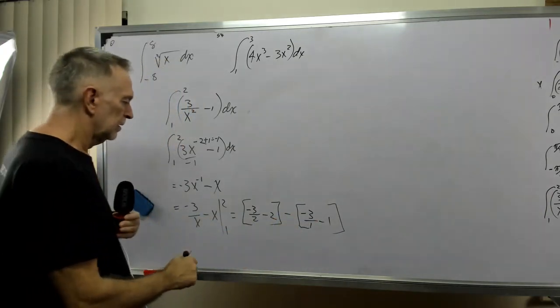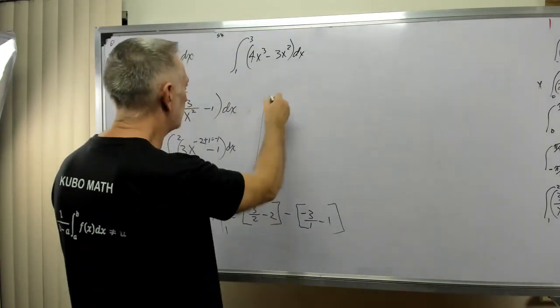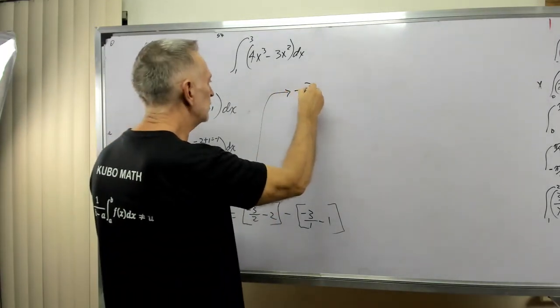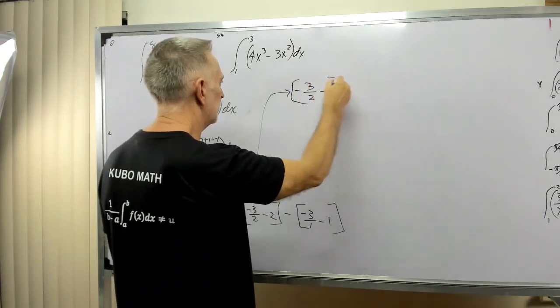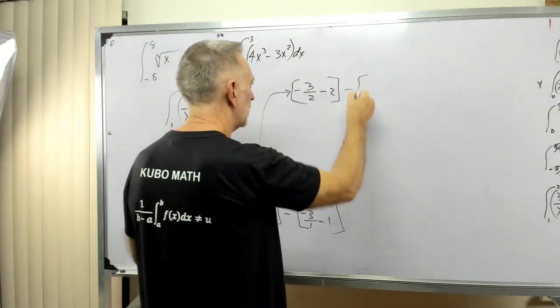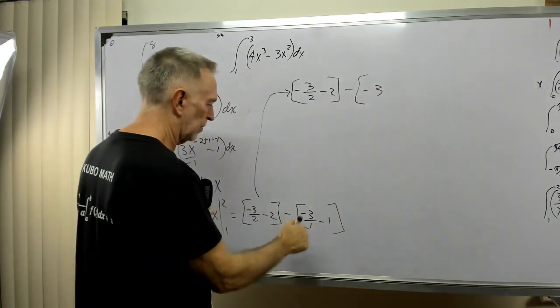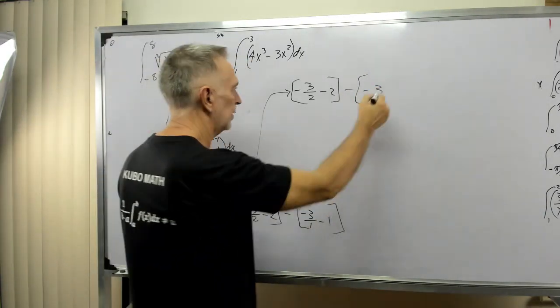Okay, so what do we have here? Let's get up here. Negative, I'll just copy this back down. Negative 3 over 2, that's in my first box, minus negative 3, I'll drop the 1 in the denominator, minus 1.